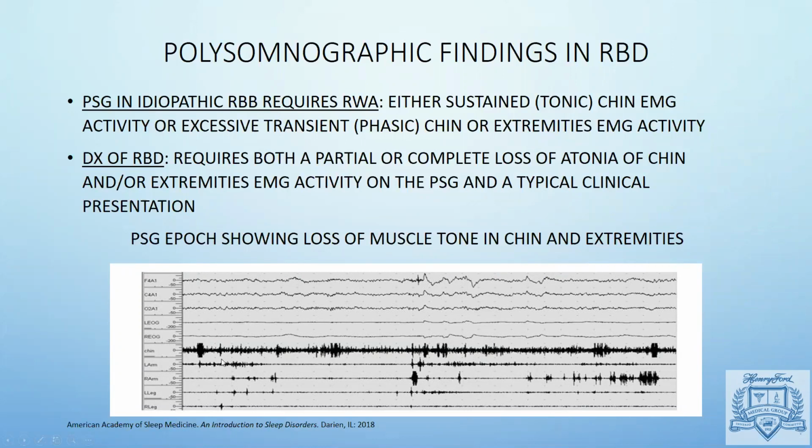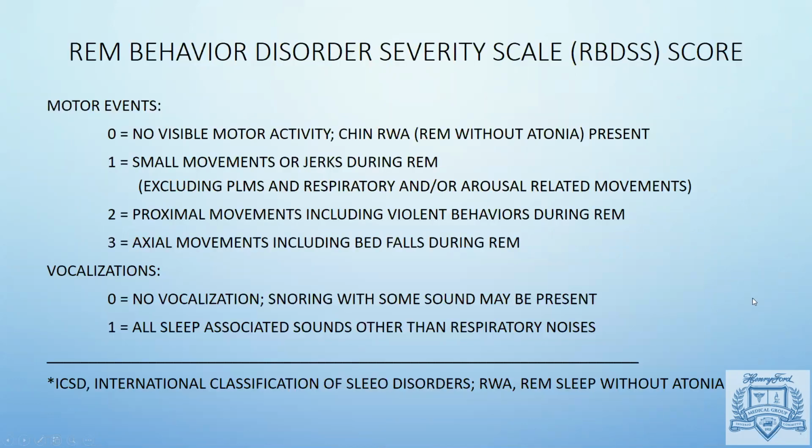If you look at this polysomnogram here, there's significant activity in the chin and the arms. And this is REM sleep because there are actually ocular movements here. I'm going to skip through this because it's not pertinent.